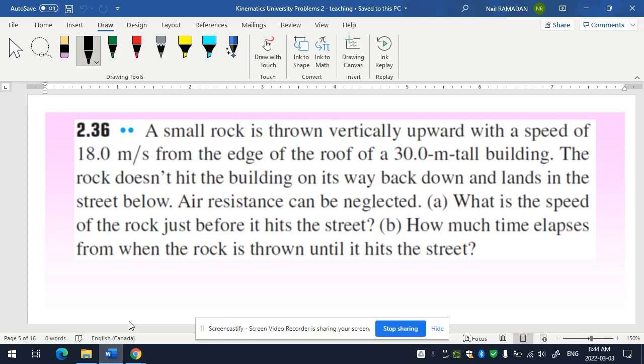So question A: what's the speed of the rock just before it hits the street? By the way, I used to always say this in my first year of teaching 12 years ago. What's the landing speed, or what's the speed when it hits the street or the ground? When it hits the ground, what's the speed? Zero. And it was amazing.